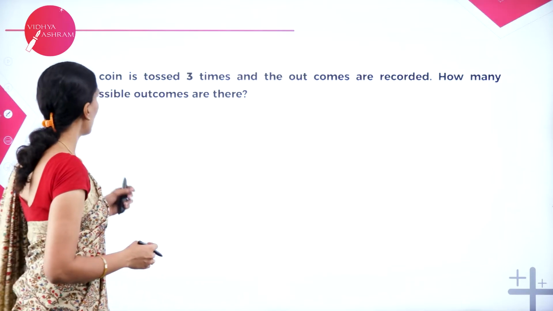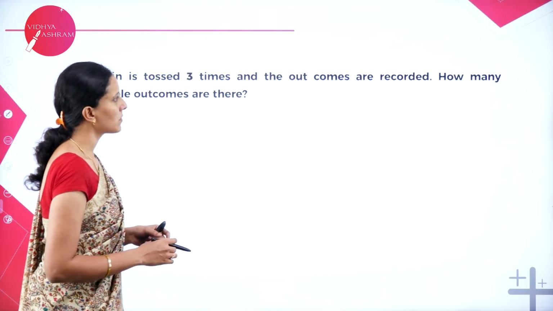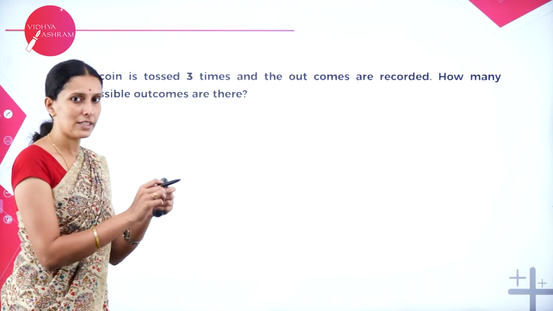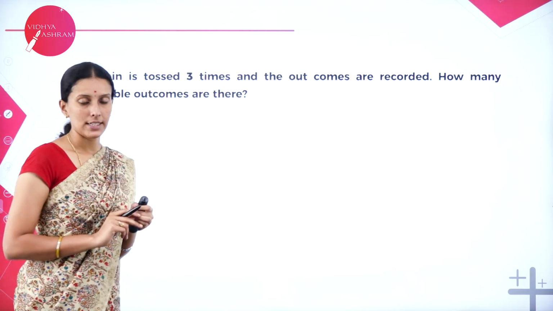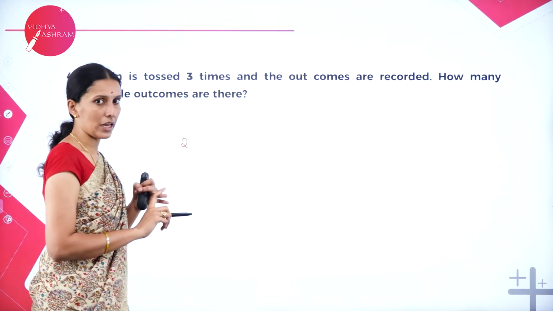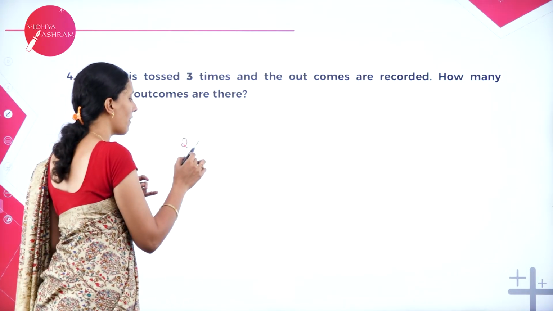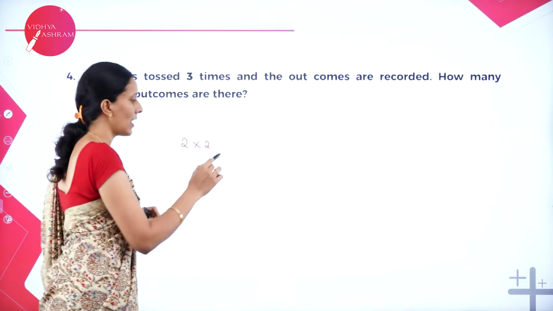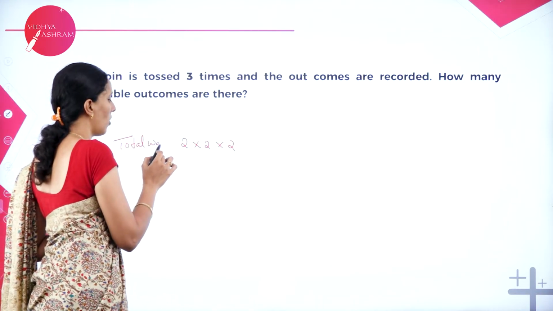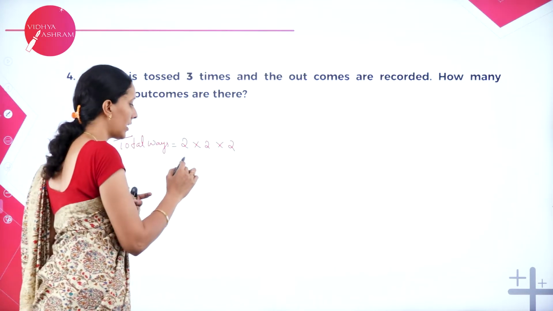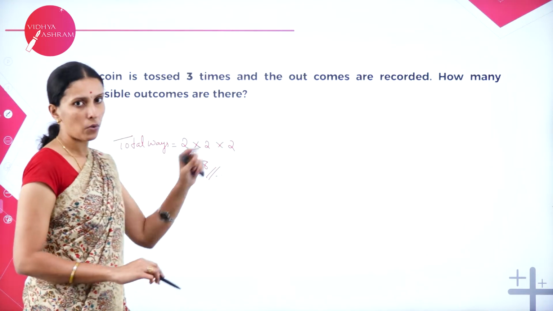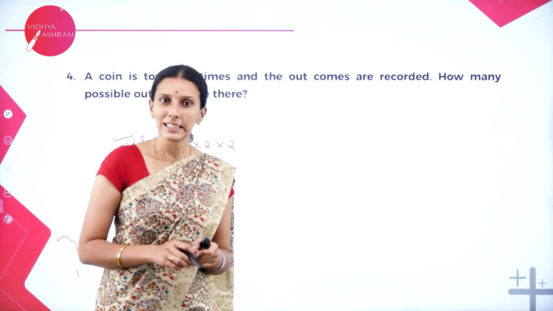Next question. A coin is tossed 3 times and outcomes are recorded. How many possible outcomes are there? If I toss a coin in the first trial, I have 2 chances. That is, I can get either head or tail. Again, in the second trial also I have 2 chances. Again, in the third trial also I have 2 chances. So using the fundamental principle of counting, the total is 2 into 2 into 2, which is 8. So I have 8 possible outcomes when I toss a coin 3 times.